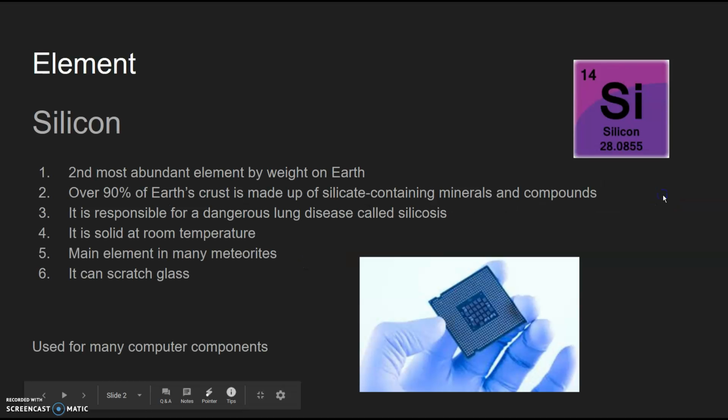So the element I chose was silicon. It's a pretty popular element that we've talked about in class, and it's very important. A couple interesting facts. It's the second most abundant element by weight on Earth, second only to oxygen. Over 90% of Earth's crust is actually made of a silicate-containing mineral or compound. It's very abundant in Earth's crust.